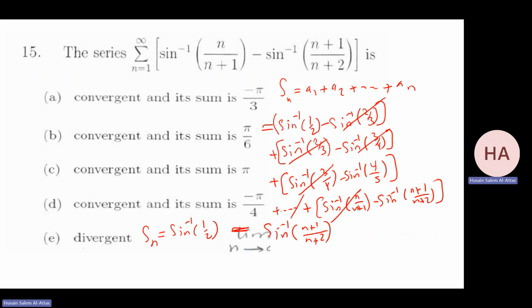What will be my S? S will be the limit as n goes to infinity of S_n. What is sine inverse of half? We know it. Did I make a mistake? No. Sine inverse of half: when sine is half, the angle is pi over 6.